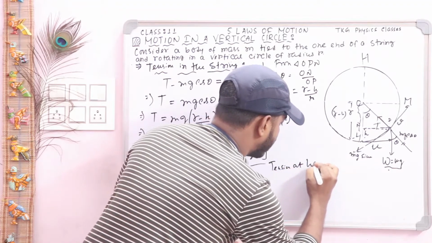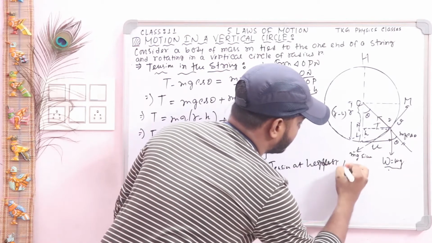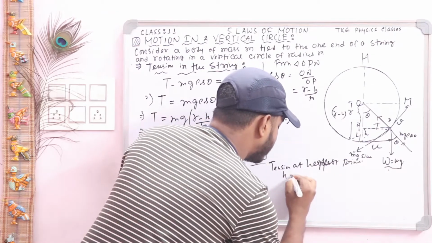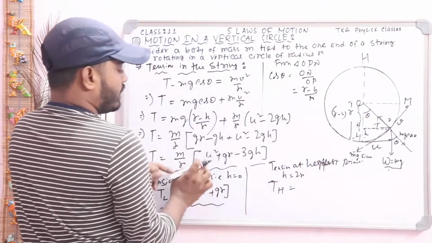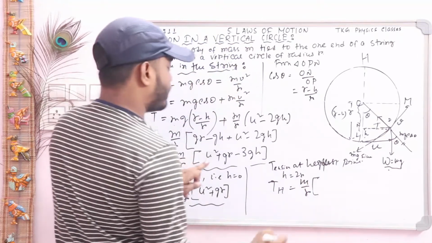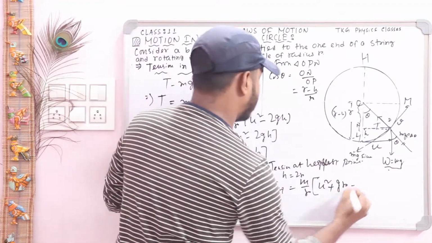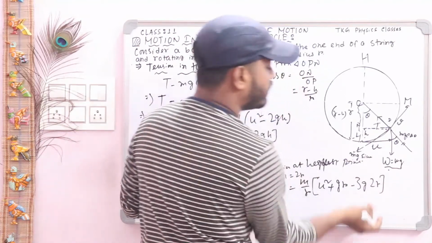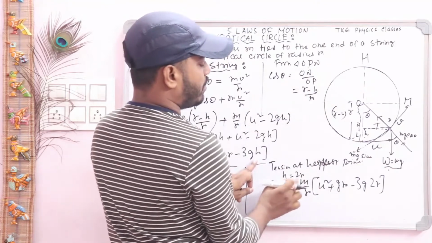Tension at the highest point, h is equal to 2R, and you can write TH. Using the general expression, TH is equal to m by R times (u square plus gR minus 3gh), and in place of h you can write 2R, because at the highest point the height attained by the body is h equal to 2R.